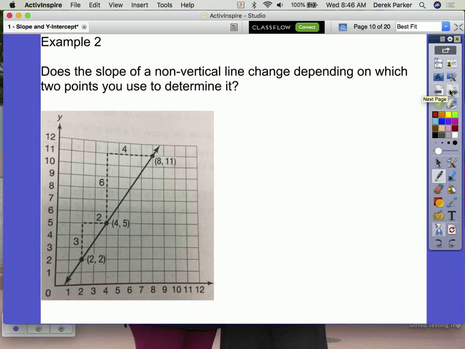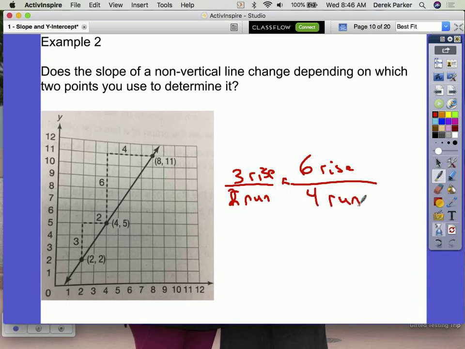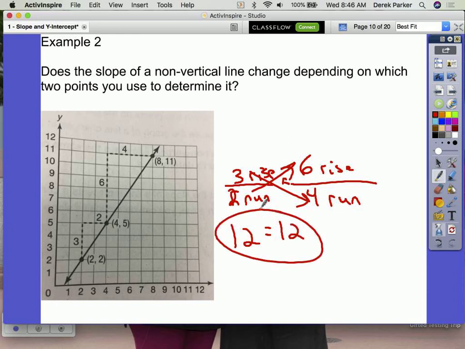So we are using a normal line, and I want to know, is the slope the same? I'm going to go 3 rise, 2 run. Is that equivalent to a rise of 6 and a run of 4? Cross multiply. Guess what? Those are similar, they are proportional, so those slopes do work.